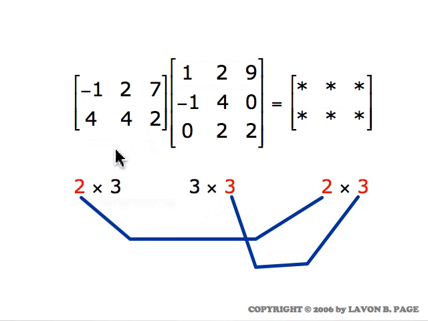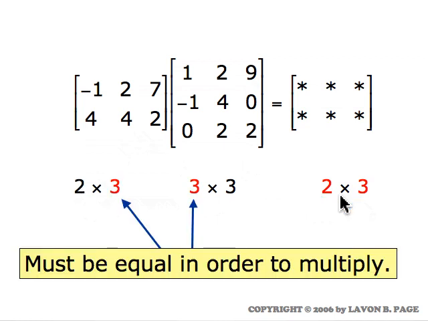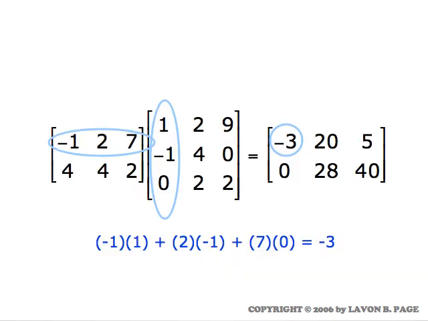Here we see the left matrix with 2 rows, the right matrix with 3 columns, and the product matrix will therefore have 2 rows and 3 columns. In order for the multiplication to be possible, the number of columns, 1, 2, 3, of the left matrix has to match the number of rows of the right matrix. When you multiply matrices, you're always multiplying a row of the left matrix times a column of the right matrix. Let's do this 2 by 3 matrix times 3 by 3 matrix and see how it works.